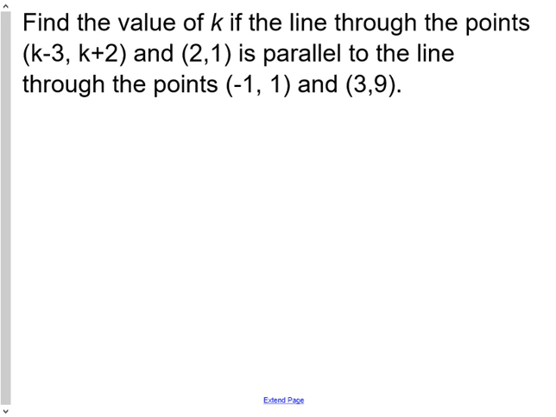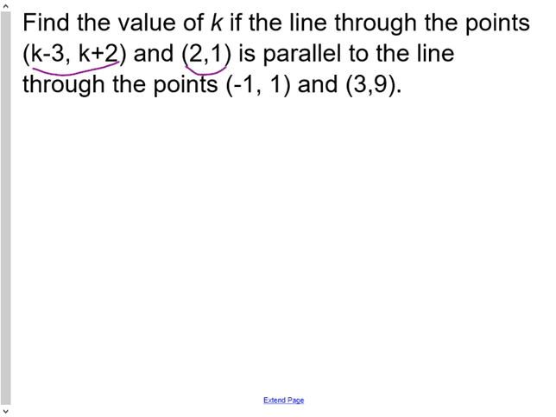One last challenge question. Find the value of K if the line through the points K minus 3, K plus 2, and 2, 1 is parallel to the line through the points negative 1, 1, and 3, 9. So given this information, we've got a set of points where we can find slope, and then we've got a set of points that will give us some variables.